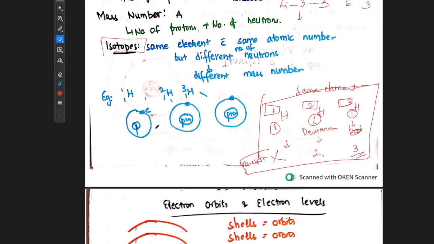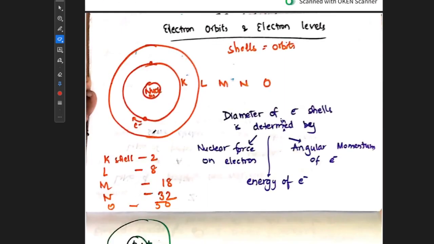Then let us learn about electron orbits and electron shells. This is the nucleus. Outside the nucleus, multiple shells or orbits are present, and those orbits are named K, L, M, N, O. Each orbit has a limit for the number of electrons, given by the formula 2n square. For the K shell, 2 into 1 square is equal to 2. So the K shell will accommodate only 2 electrons.